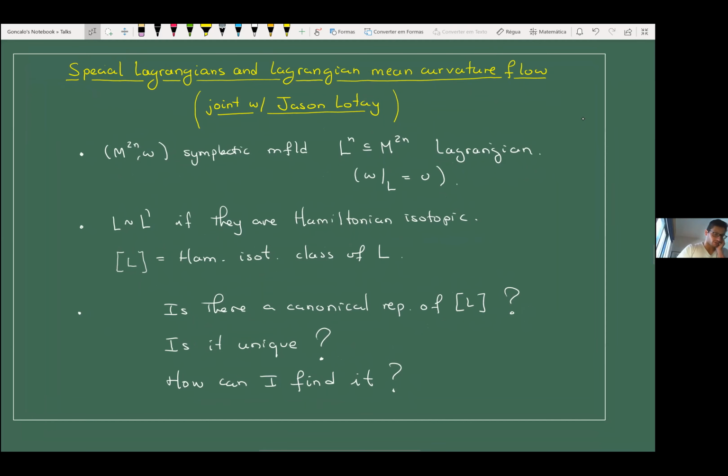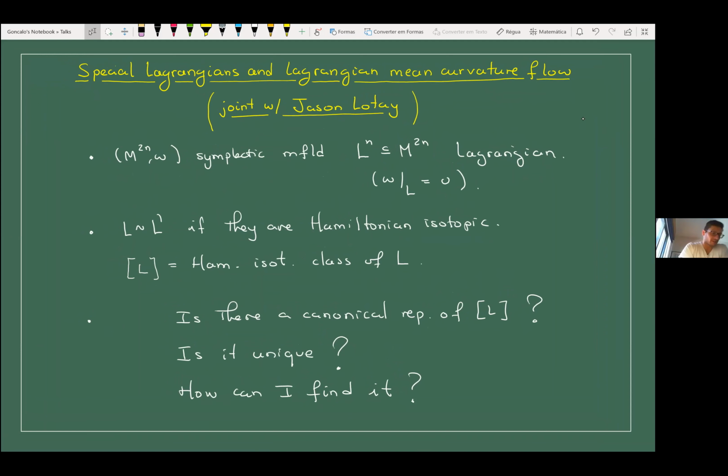I'll be telling you about some joint work with Jason Lotte, but really what I'll be doing most of the time is motivating this problem using an example. But the general setup is the following. We have a symplectic manifold, 2n-dimensional, and a Lagrangian submanifold of it.